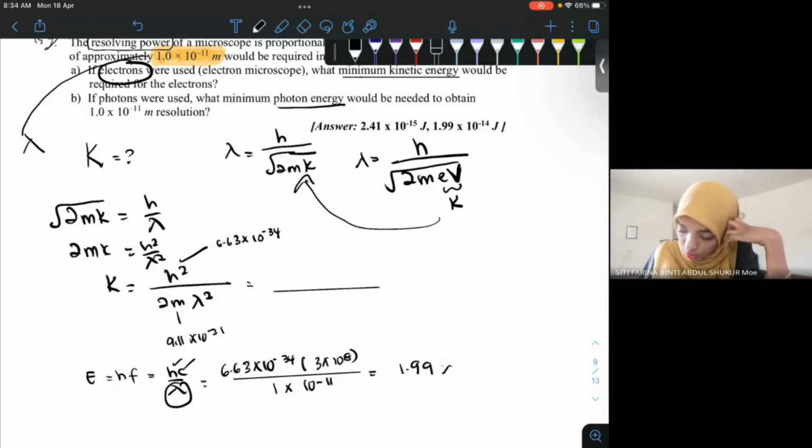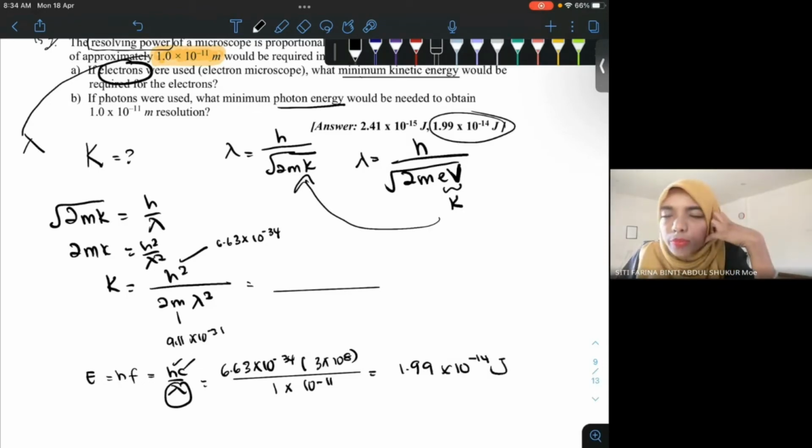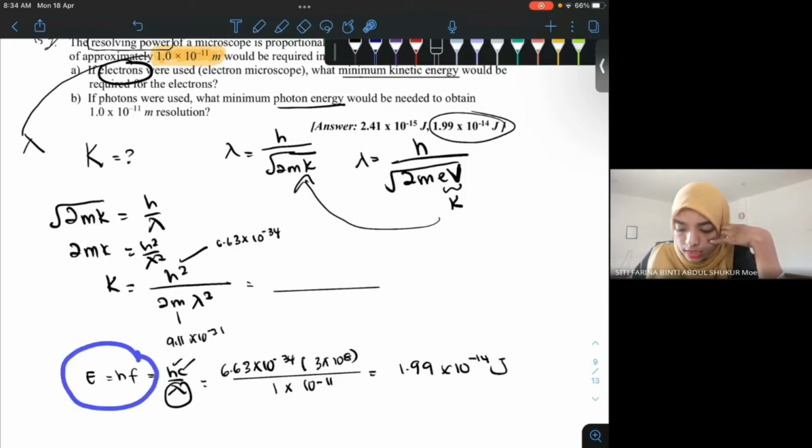The answer is 1.99 times 10 to the power negative 14 joule. Okay, ngam. Alright. Kamu jangan pula pergi guna equation kinetic energy dekat sini. Sebab dia kata minimum photon energy.